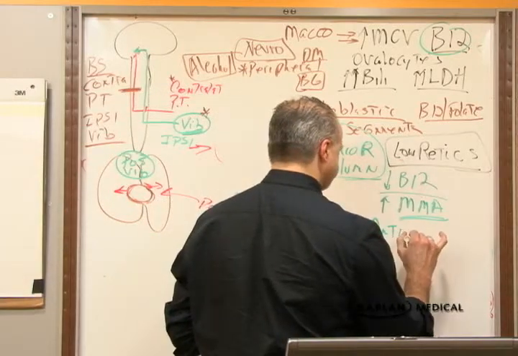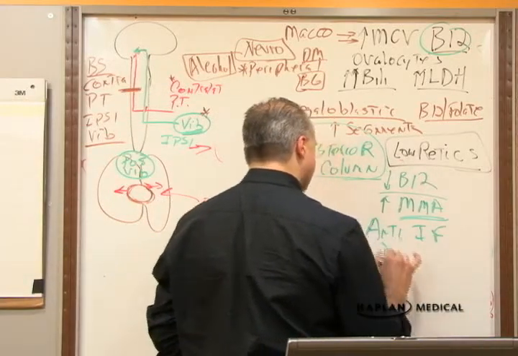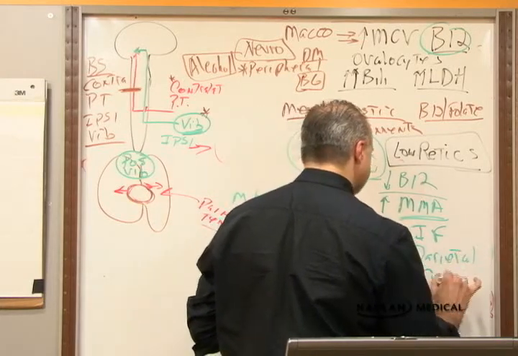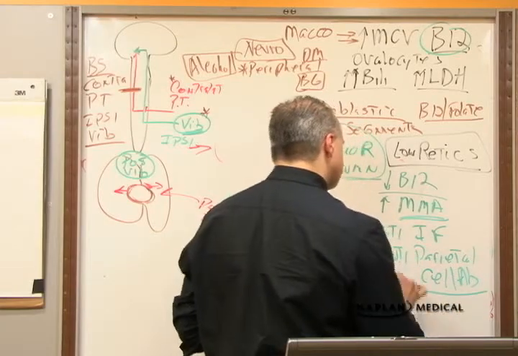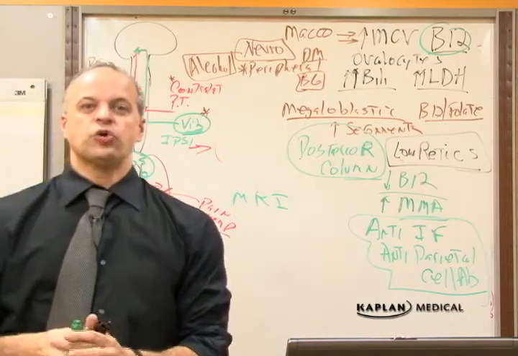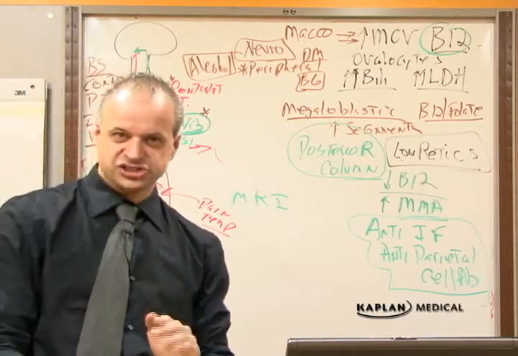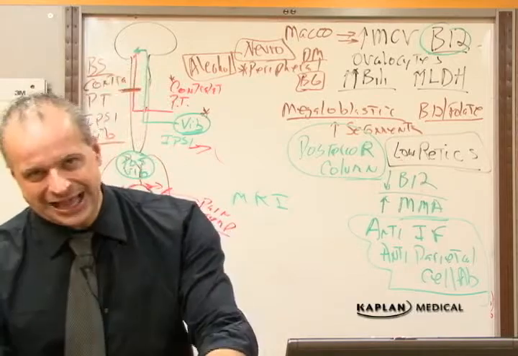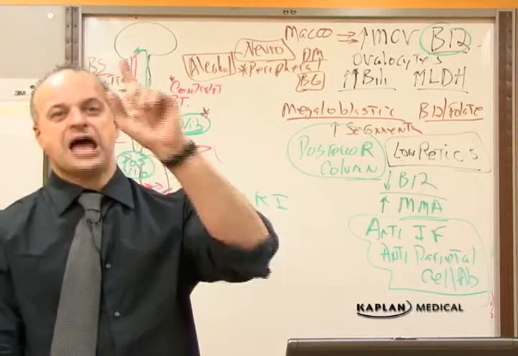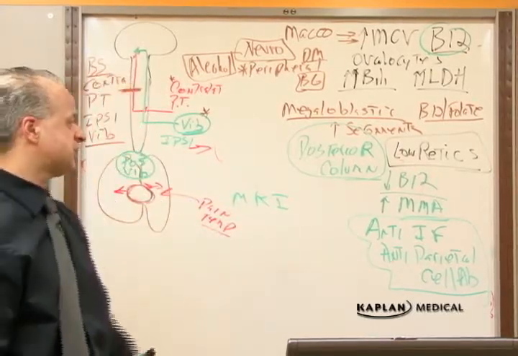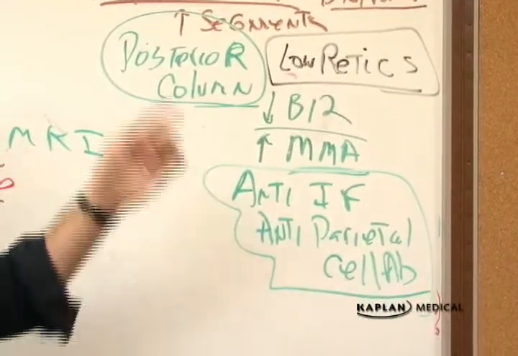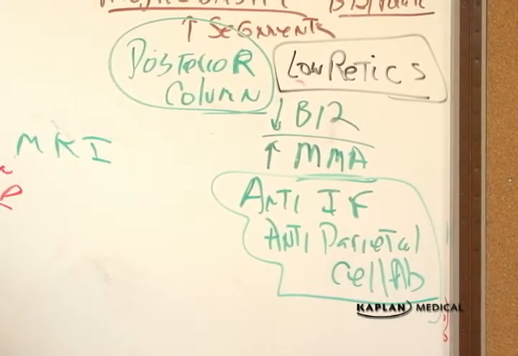Anti-intrinsic factor and anti-parietal cell antibodies replace what we used to do the Schilling's test for. We used to do a Schilling's test to determine the etiology of the vitamin B12 deficiency. In this case, we no longer have to do a Schilling's. We can simply get antibodies against intrinsic factor and parietal cell, and if they're there, we know it was pernicious anemia.